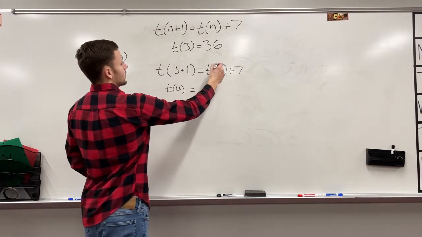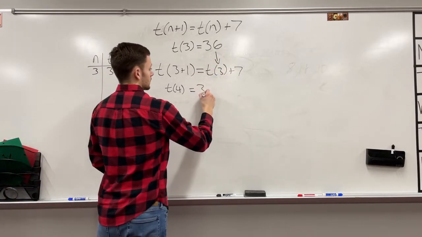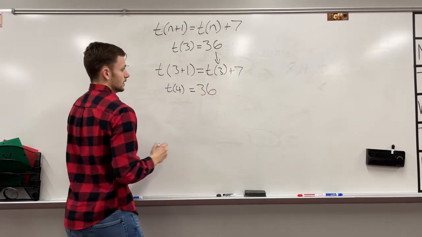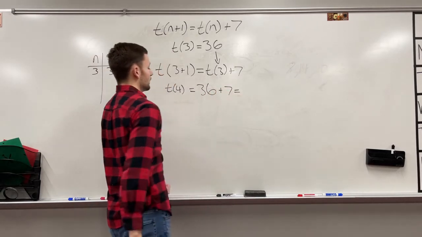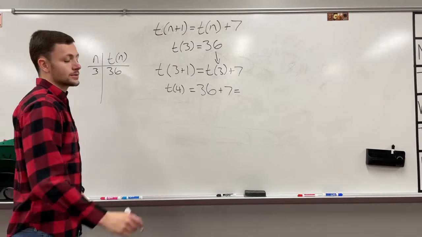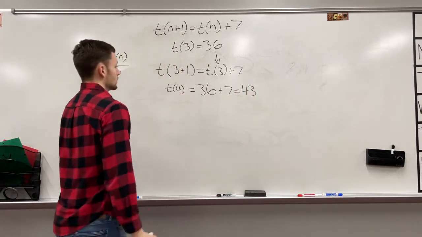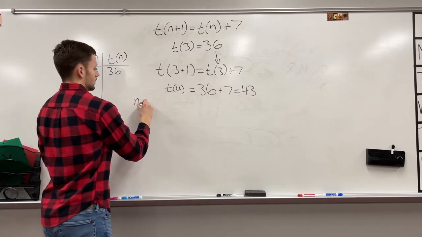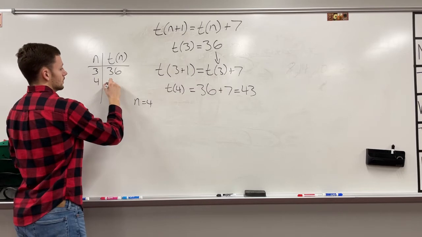T of 3 was already given to us right here. We know that t of 3 is 36. And then I'm going to add 7. And I find that t of 4 equals 43. So then if n is 4, so I know that t of 4 is 43.